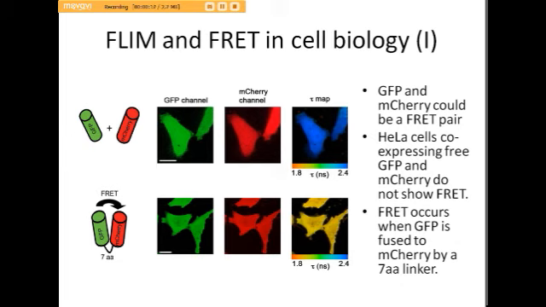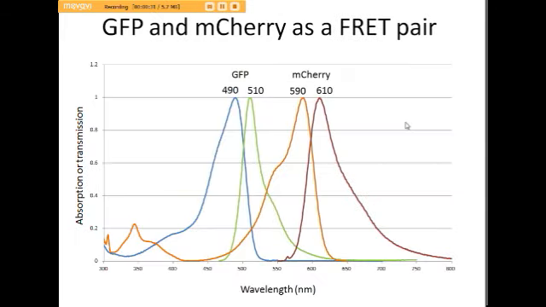Now let's give you an example. Here we are going to use GFP and mCherry as a FRET pair. GFP is green fluorescence and mCherry is red fluorescence, so they could be a FRET pair. Now let's show you the spectra. Here is the spectrum of GFP, the excitation spectrum and emission spectrum. Here is the red fluorescent protein mCherry, with its excitation and emission spectra.